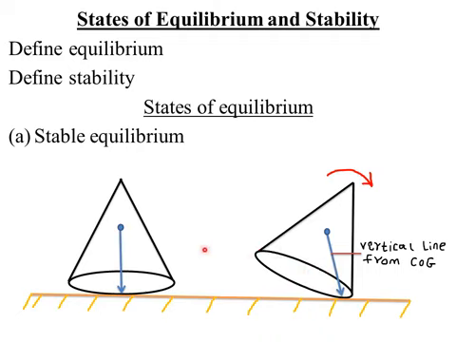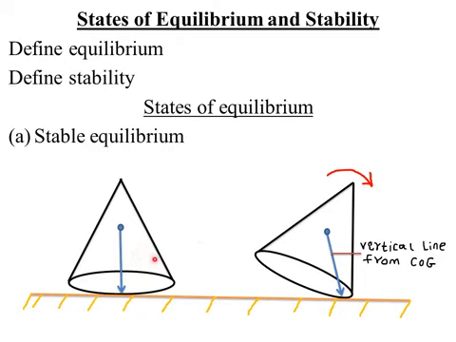Examples of objects in stable equilibrium include a Bunsen burner resting on its base. The base of a Bunsen burner is usually very broad, such that the position of center of gravity is as low as possible and the base area is as broad as possible. The second example is a cone resting on its base. If this is my surface, then I have my cone resting here. In this state we say that it is in stable equilibrium.